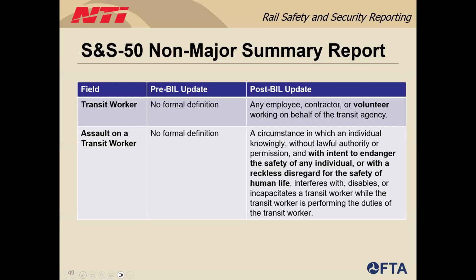FTA is not tasked to determine if your reports are reportable. Note the thresholds here in bold. This is the threshold for reporting an assault on a transit worker. So we just highlighted those to delineate them from the rest of the text in the definition. There must be intent to endanger the safety of an individual or with reckless disregard for the safety of human life. Use those thresholds to determine if there's a reportable event. Again, the onus is on the agency to determine that thresholds are met.